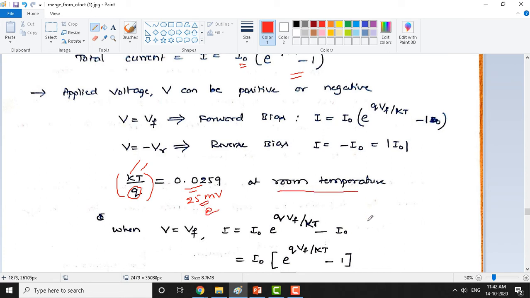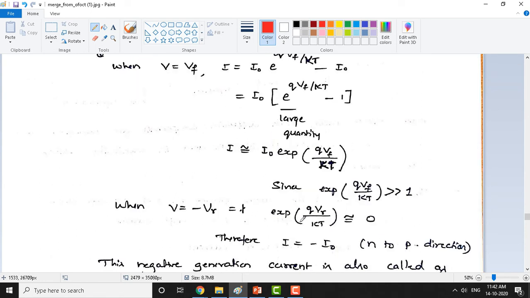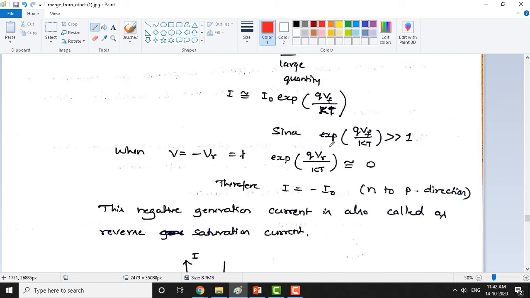Okay, this is useful in solving the problems. Now if you substitute V as Vf, the forward bias condition, this becomes a large quantity. The net current flowing in the forward bias is I equal to I naught into e to the power of qVf by kT. Since this first term is going to be very large, the 1 can be neglected here.